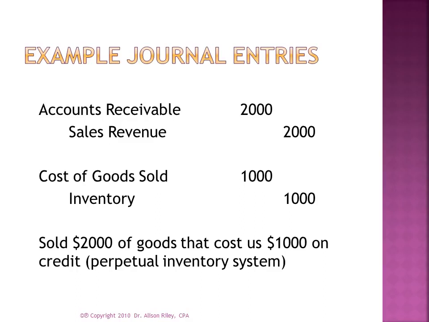In a perpetual inventory system, the second part of the journal entry is necessary to keep our inventory accounts perpetually up to date. The debit to cost of goods sold records the merchandise expense associated with the sale at the cost of the goods to the seller. The credit to inventory records the fact that the business now owns less inventory than it did before because it has just sold some.